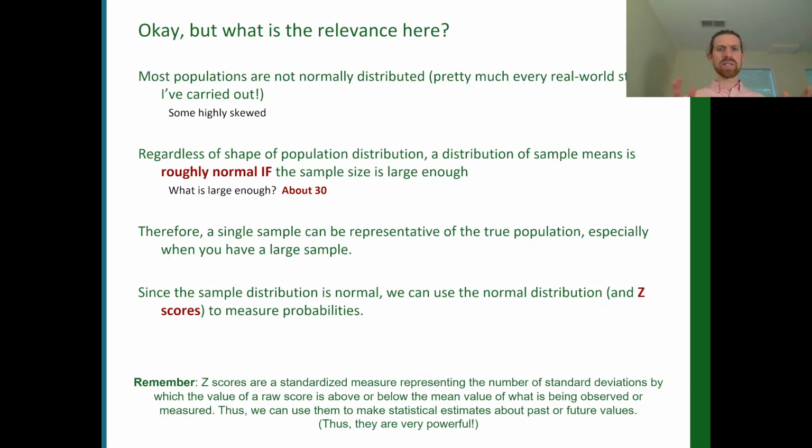And that means we can say something about the probability of a certain outcome occurring in the future when we know where this standardized score sits relative to the rest of the distribution, because it's going to tell us something about future probability. Okay, so we can use this information in future estimates, and that makes it very powerful.